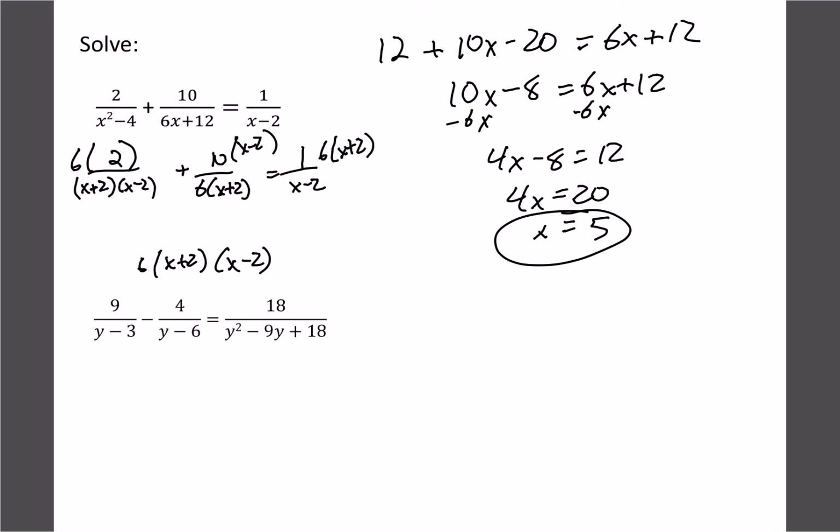And once again, if we plug that into the original, it would indeed work out. And we don't have to worry about our non-permissibles. Remember, our non-permissibles in this case would be 2 and negative 2. So as long as our answer isn't 2 or negative 2, then we're good.